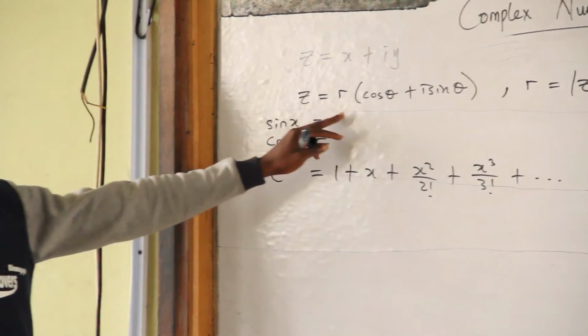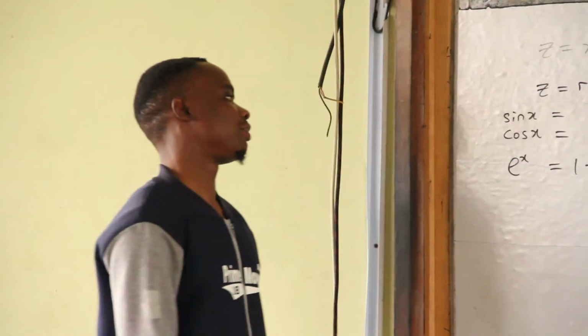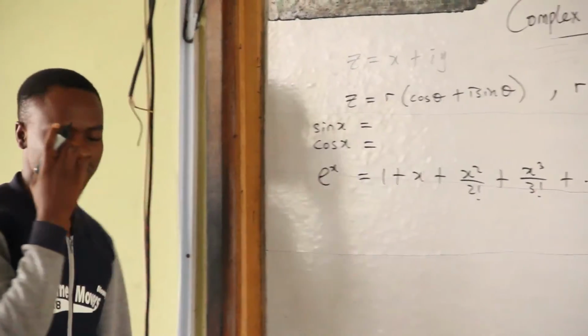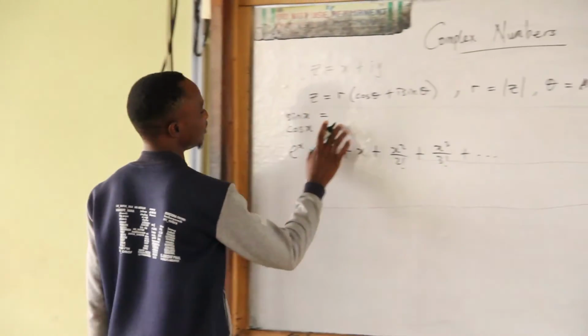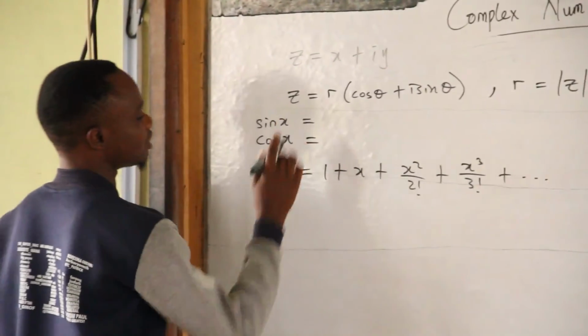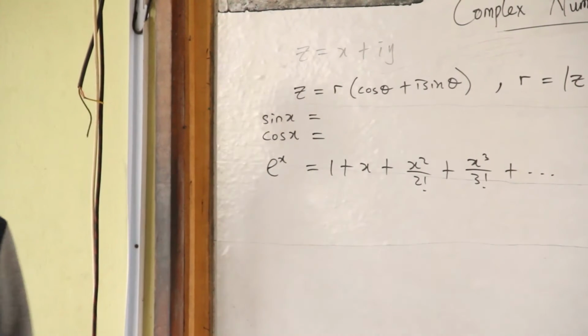You can also write sin x and cos x in this form. You remember that cos x is an even function and sin x is an odd function. An even function means that when you put in minus 2 or plus 2, you get the same result. Is it making sense to you? Generally, we're going to have something of this form.